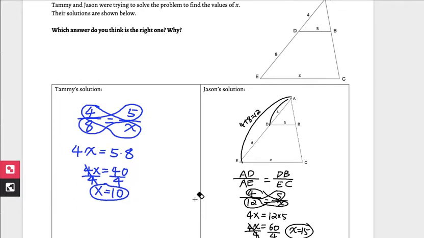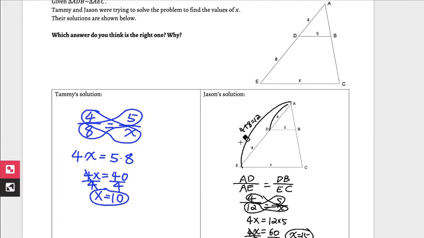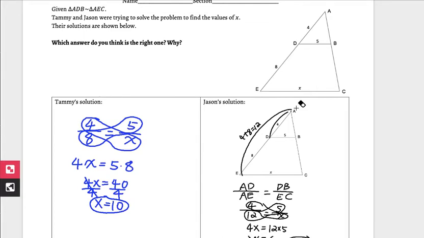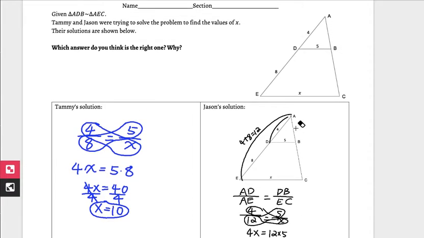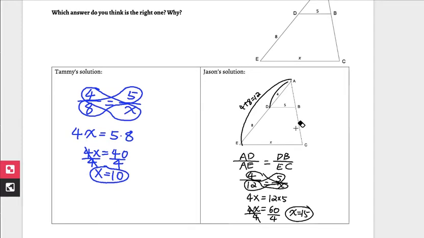Jason's solution did a little bit of an extra step here. As you can see, since smaller triangle matches to the bigger triangle, he knows the DE side is only a partial side of AE. So Jason adds the two sides, 4 and 8, to get the whole side of AE, and then still uses cross multiplication and figures out 15. So let's work on this question together, and later we can go back to check what happened to these solutions, okay?